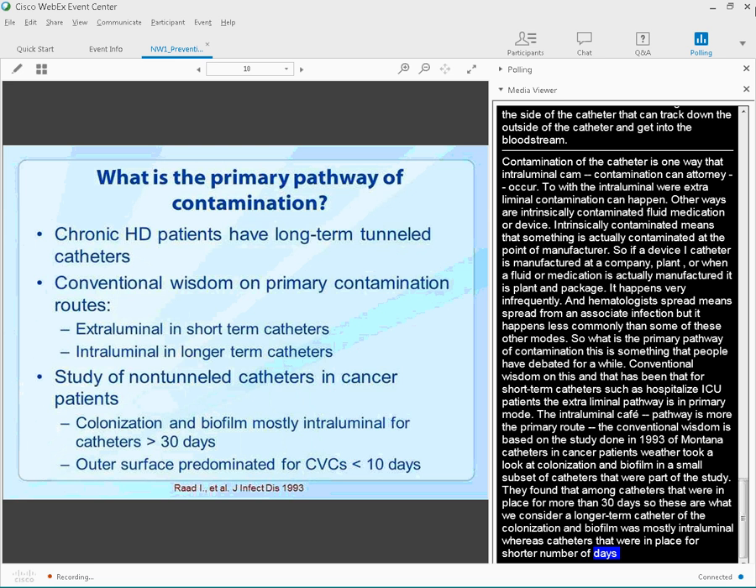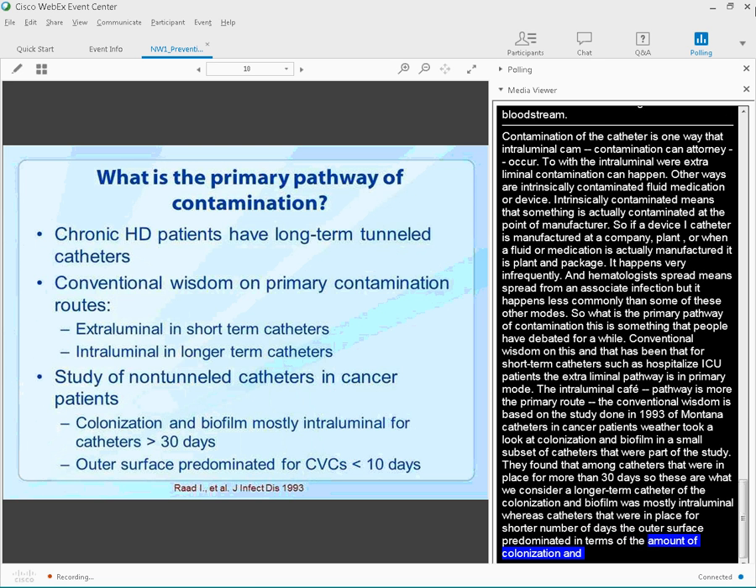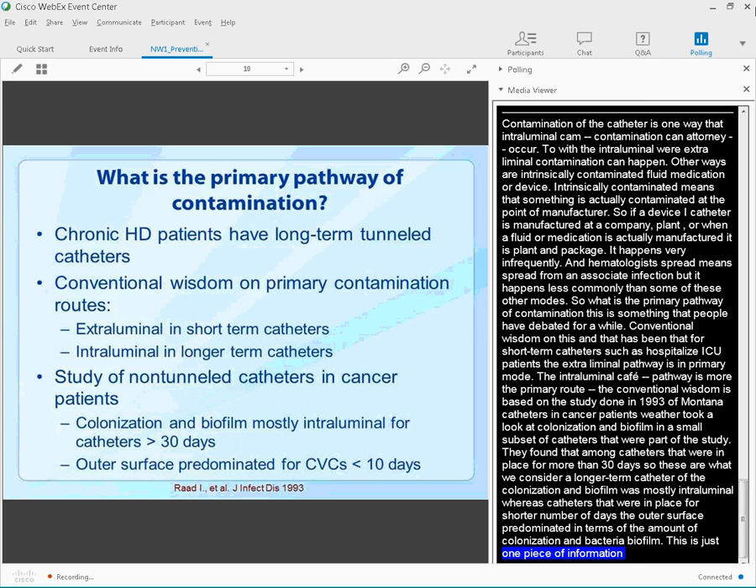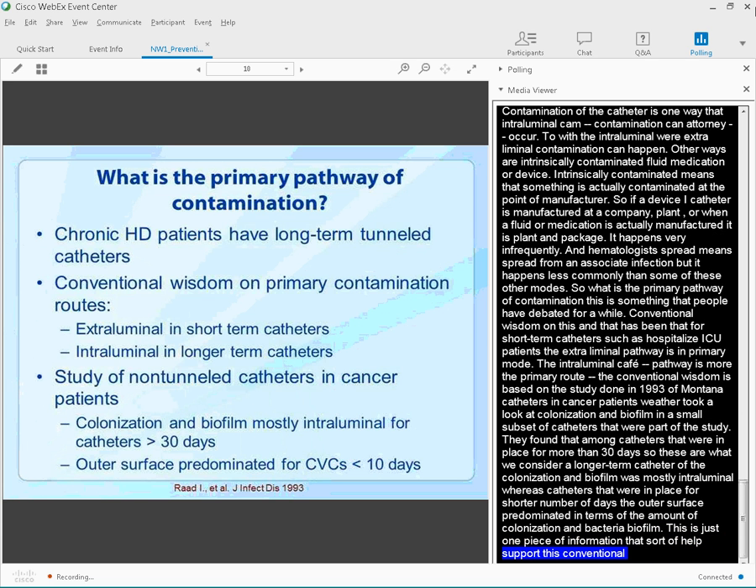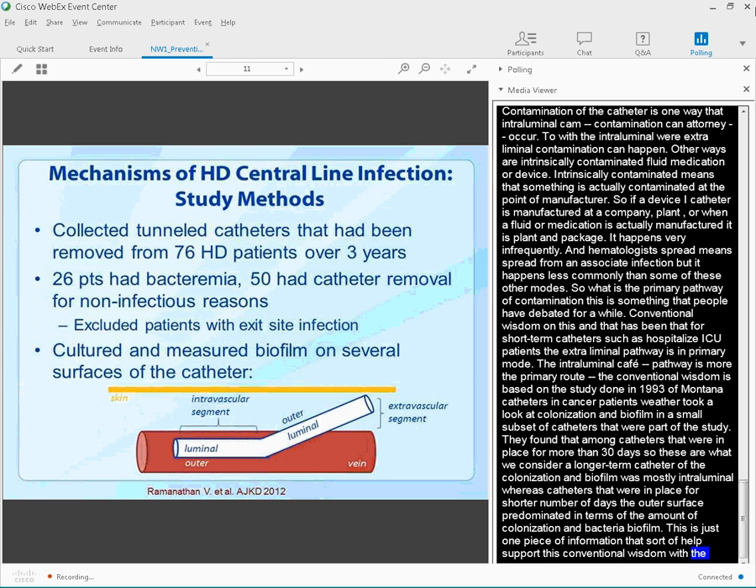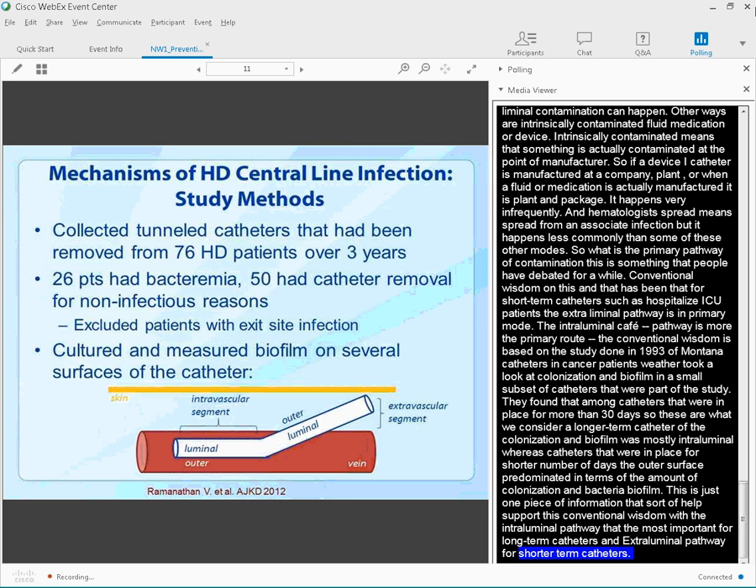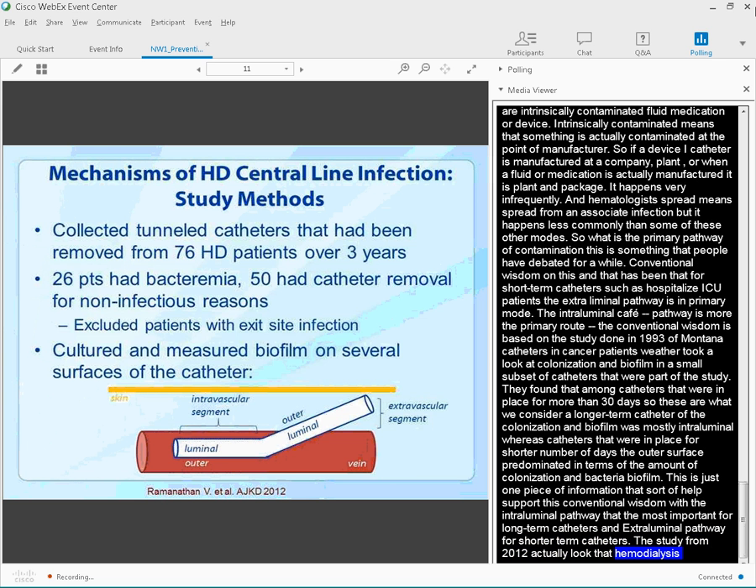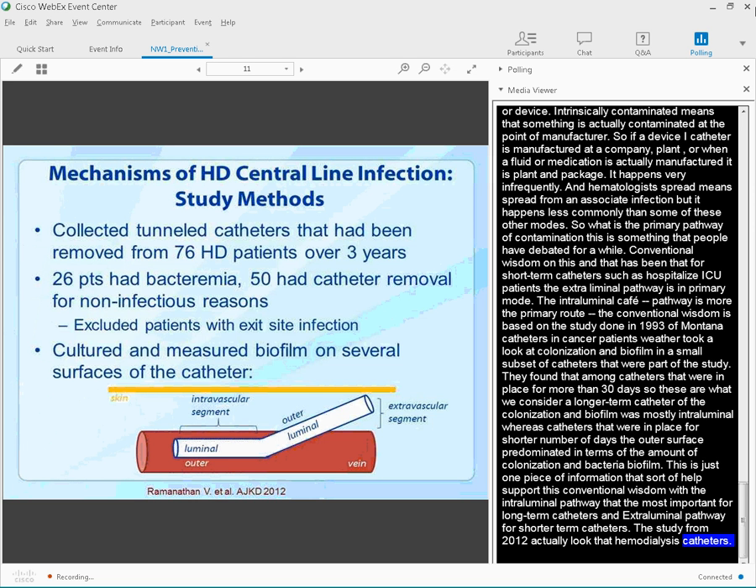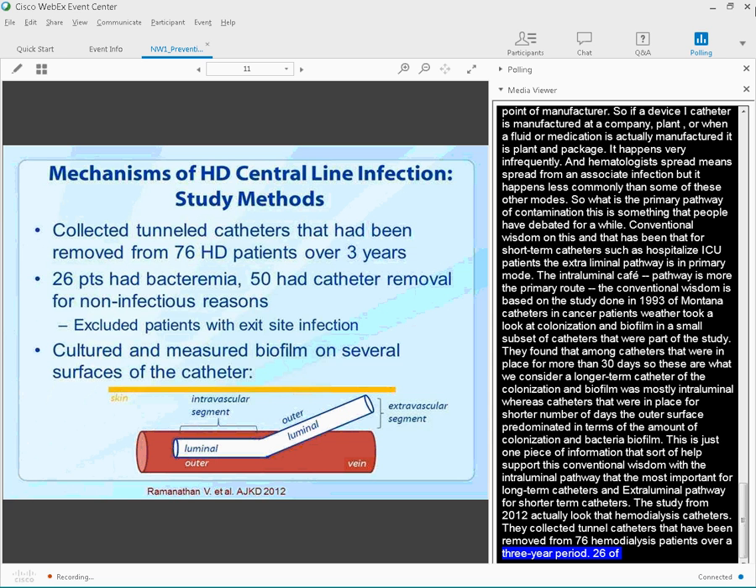So this was just one piece of information that helped support this conventional wisdom that it's the intraluminal pathway that's most important for longer-term catheters and the extraluminal pathway that's more important for shorter-term catheters. But then there was a study published in AJKD in 2012, and this study actually looked at hemodialysis catheters. They collected tunnel catheters that had been removed from 76 hemodialysis patients over a 3-year period. 26 of those patients had bacteremia. 50 of them had catheter removal for other, non-infectious reasons. And they excluded patients who had exit site infection.